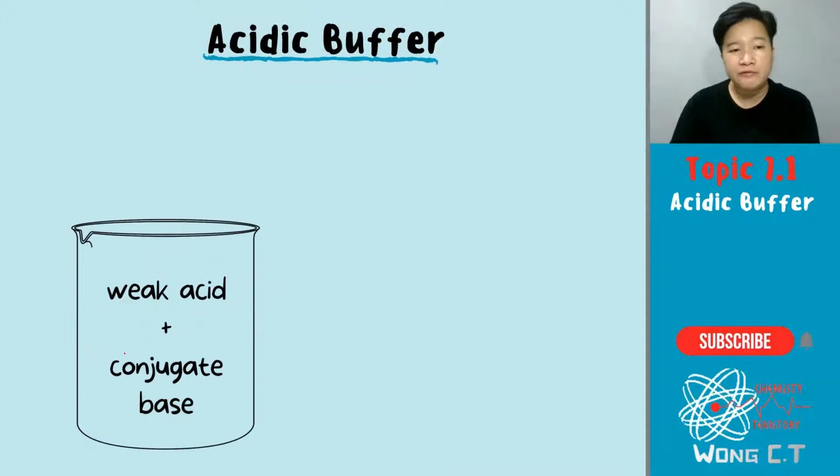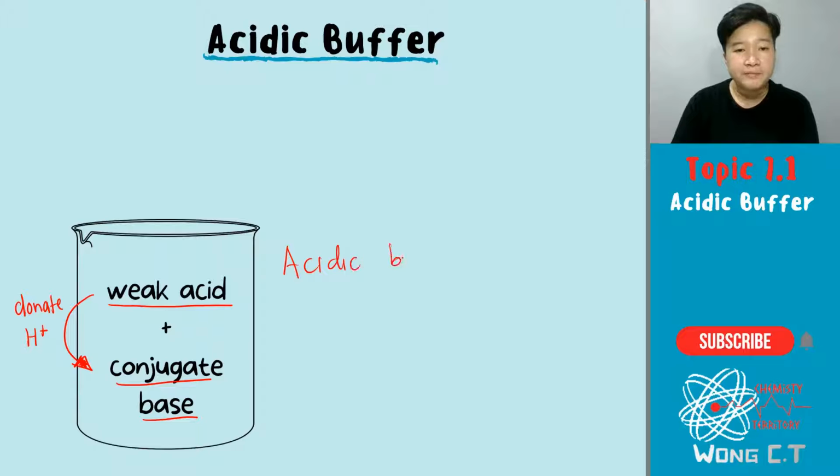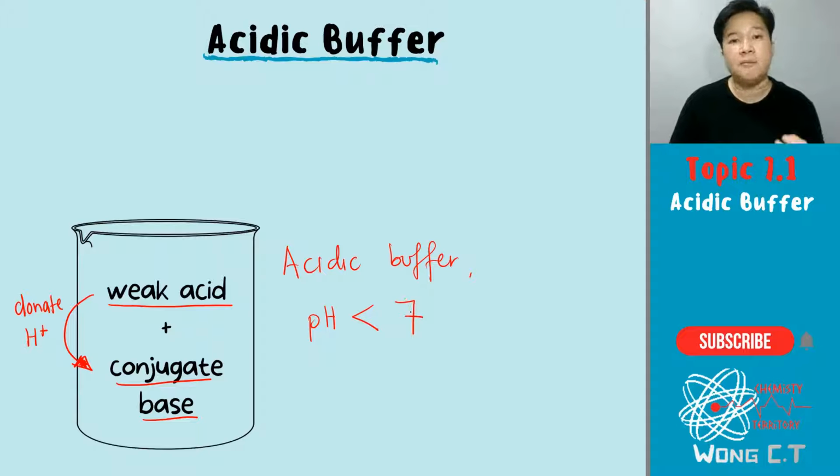Alright? So if right now in your beaker you are having a weak acid, so if in your question you are having a weak acid and also a conjugate base to that particular weak acid. Bear that in mind, weak acid to the conjugate base happens because of the donation of the H+. So you have your weak acid and your conjugate base over here. Straight away, it will then be your acidic buffer. You should know that the pH calculated must be less than 7 because it's an acidic buffer. So pH will always be less than 7.